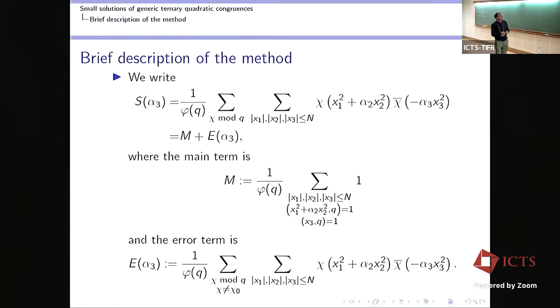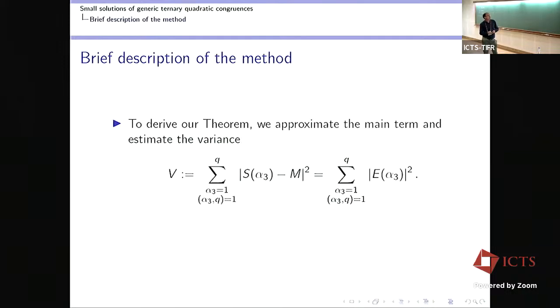Okay, so the main term is simply coming from the principal character. It's not a difficult part to evaluate. The error term is this. And then what we consider is the variance. So we subtract the main term from this quantity. The main term is just a constant because it depends on alpha 2 just. Okay, we consider the variance.